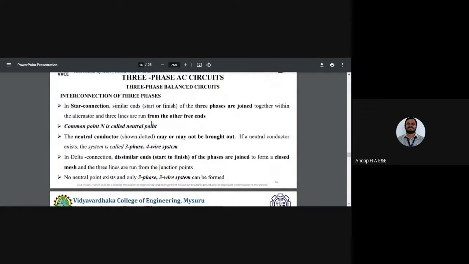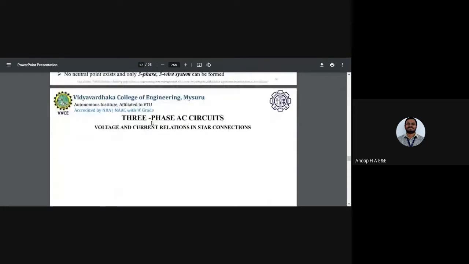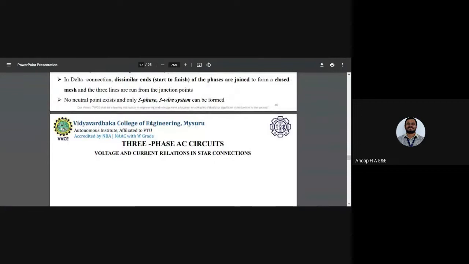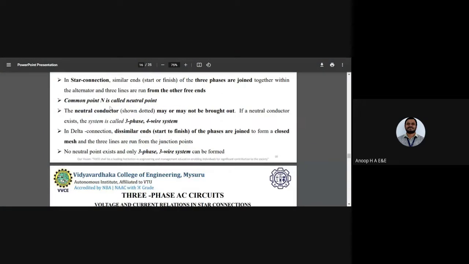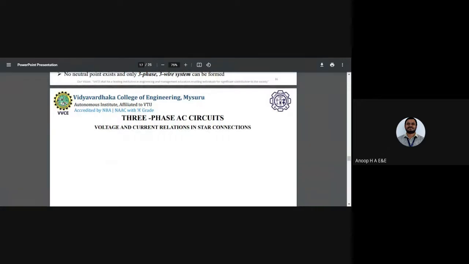Okay, so let us move now. In a star connection, we have this one, which is a 3-phase 4-wire star connection, and the common point is called the neutral. And in delta, the starting end of one coil is connected to the finishing end of the other coil. Correct. So let us move on to the derivation of the star and the delta connection.